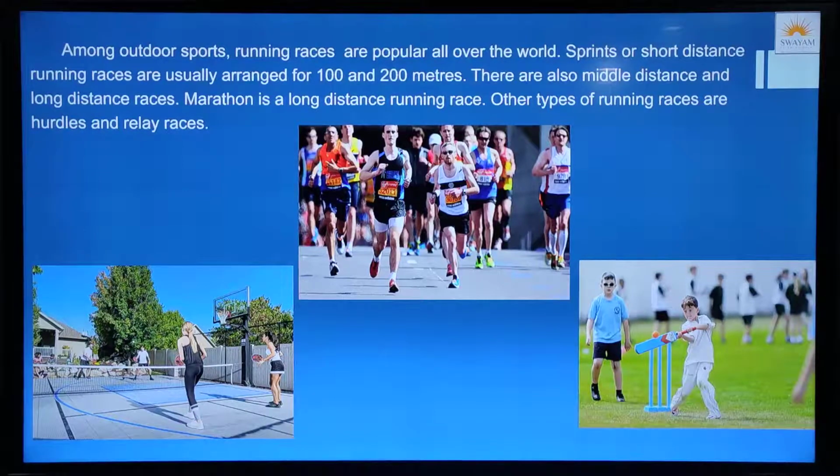Other types of running races are hurdles and relays. In hurdles, you have small obstacles and you jump over the obstacles as you go. In relay races, I take one round and then I give the baton. I have a stick, I give it to you, and you carry that and run away. That's termed a relay race. These are types of running races which are quite popular, not only in India but all over the world.